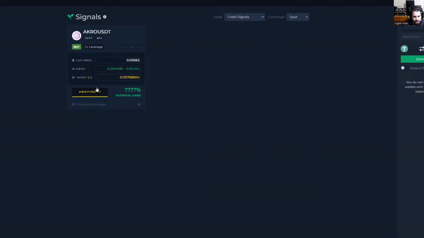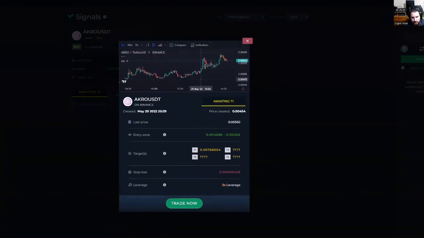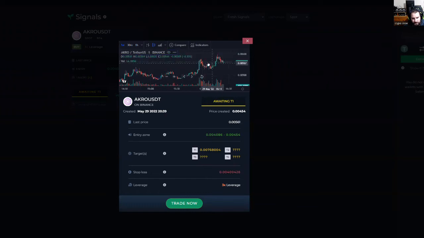So when it's in the entry zone, we can see it says 0.04. That's the entry zone. It'll say here within entry zone. But it's already left the entry zone. So if you click on this, okay, so you'll see here that on the top there's a chart. You can make the chart bigger if you want.